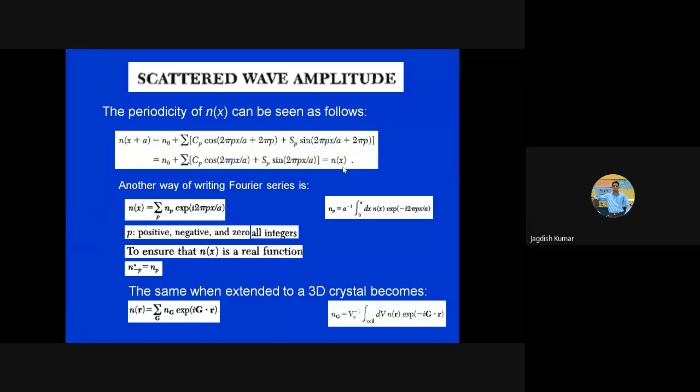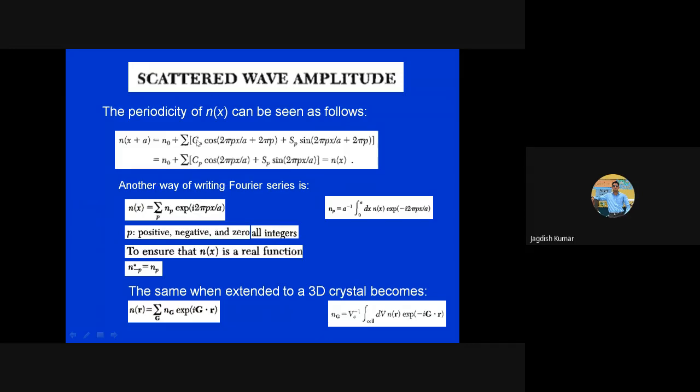Similarly, in general, we can find n of x plus T is equal to n of x if we take a three-dimensional Fourier series. Let's not move to 3D as such. There is another way of writing this Fourier series, called the exponential form of the Fourier series. That also you have done somewhere, I'm sure, so I'm not going into detail. If we use this form, then n of x can be written as this summation, where n_p is the Fourier coefficient corresponding to a specific term. Here p can be any integer, positive, negative, or even 0. P is the set of all the integers.